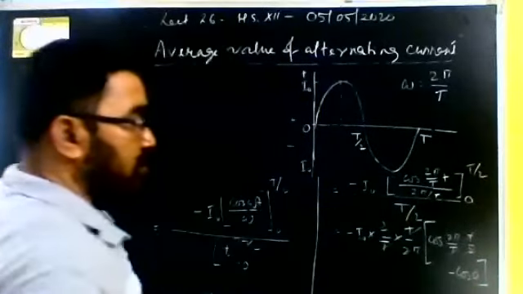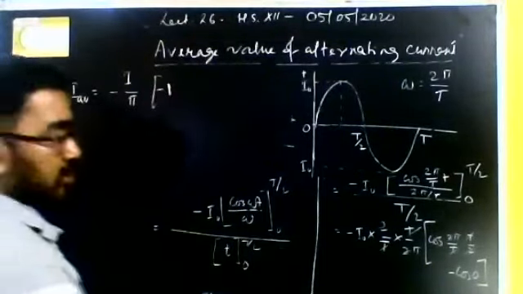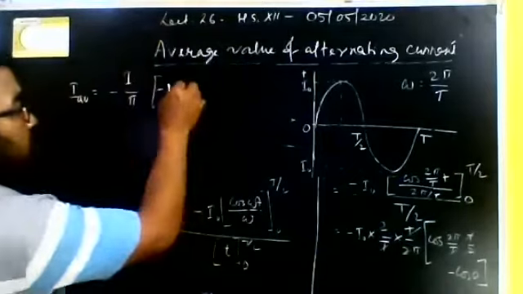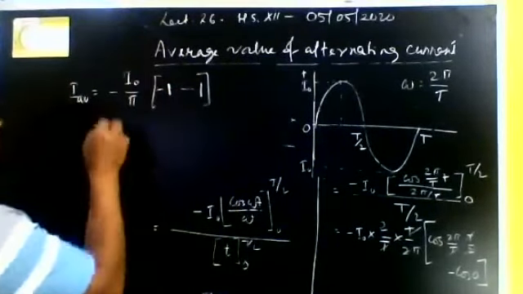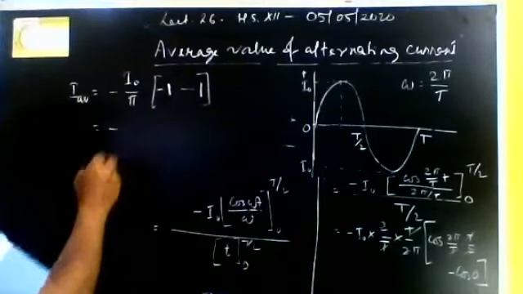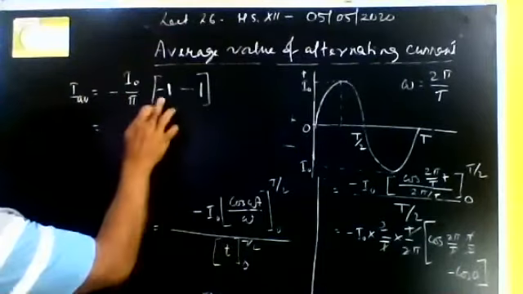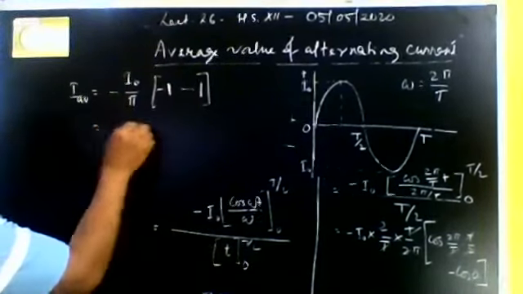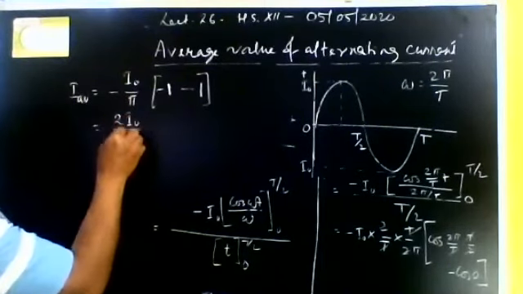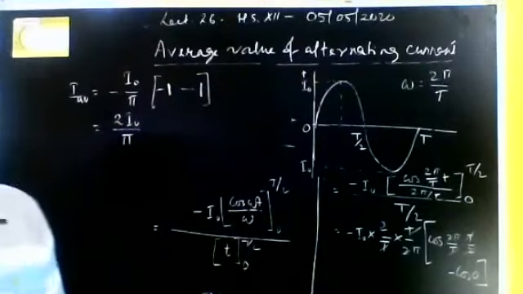2 will be cancelled. Cos π is equal to what? Cos π is equal to minus 1. And cos 0 degree is equal to 1. So this is I naught. So minus, minus 2 will be plus. So minus will be plus. So 2 I naught by π. Okay. 2 I naught by π. Right.